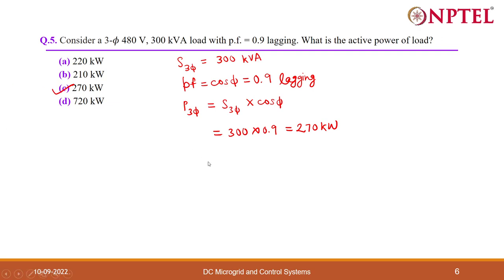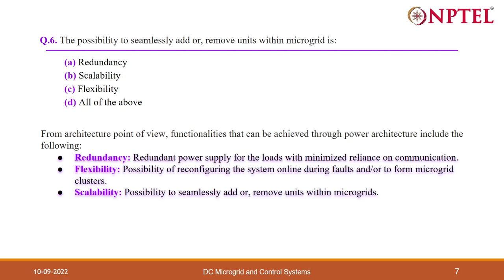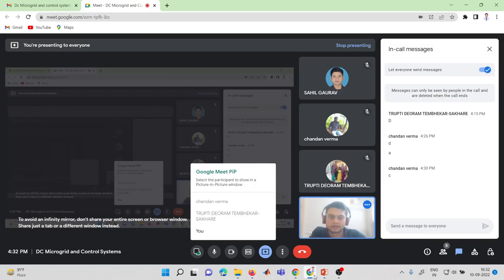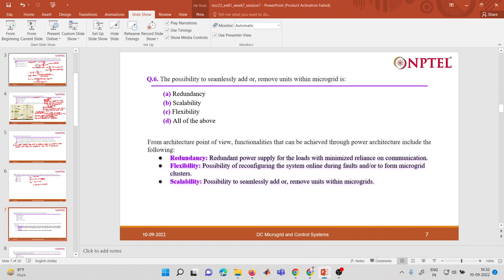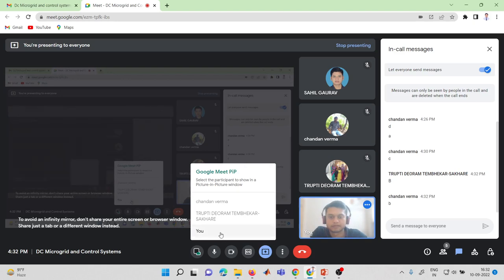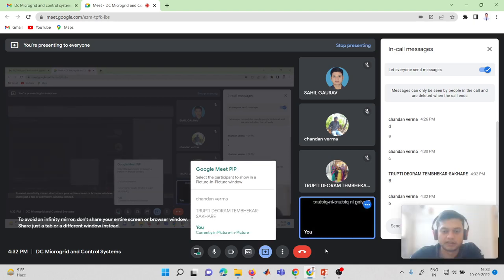Now let us see the next problem. The possibility to seamlessly add or remove units within a microgrid is: first option is redundancy, second option is scalability, C option is flexibility, and D option is all of the above. I have given some literature also here, so from reading you can also estimate the correct answer. You can type your answer in this chat box. I have already given B as the correct answer, right Chandan?